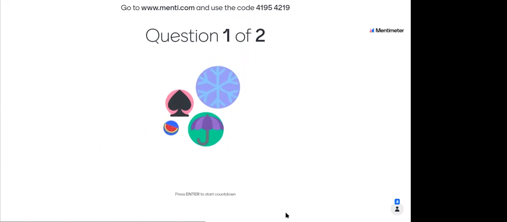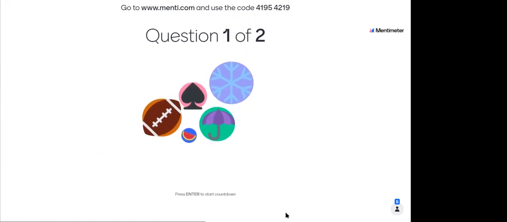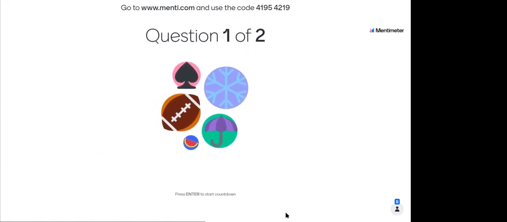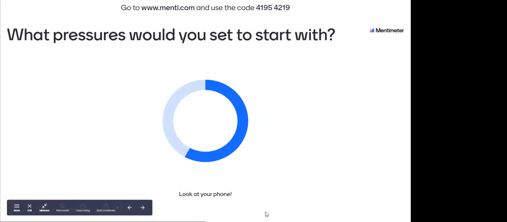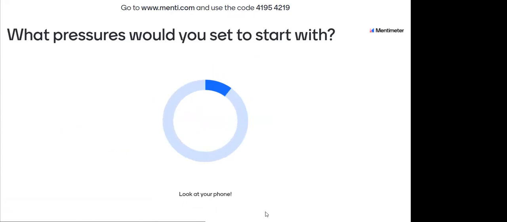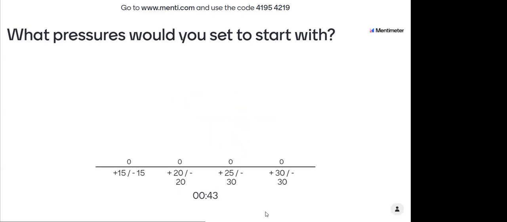I quite like the emojis. Probably Lorna did touch on this earlier, so if you can remember Lorna's so what we said. So what pressures would we start with? Just to remind you, this is a chap that's on pressure support CPAP. He's on a PEEP of 10 and a pressure support of 10. Potentially, what would you go for? Give it a bash.